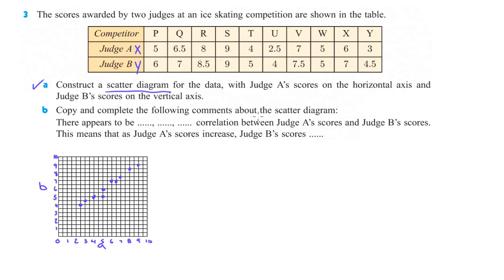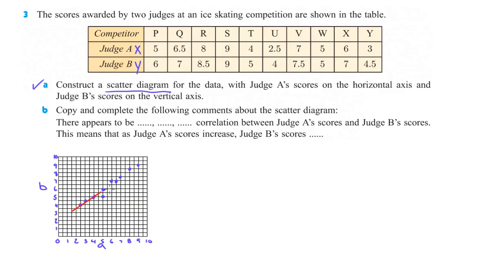B, copy and complete the following comments about the scatter diagram. There appears to be a blank, blank, blank correlation between Judge A and Judge B. Okay, so this is what we were looking at before. So we want to look, is it strong, moderate, weak? Is it positive or negative? And is it linear?